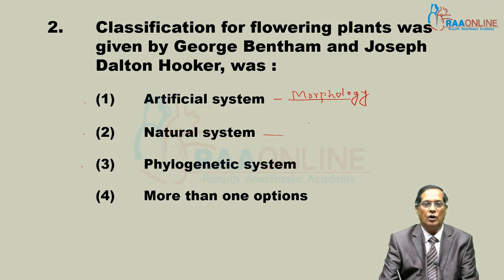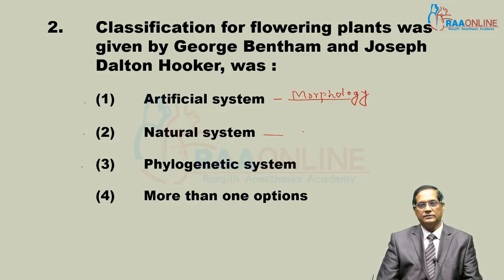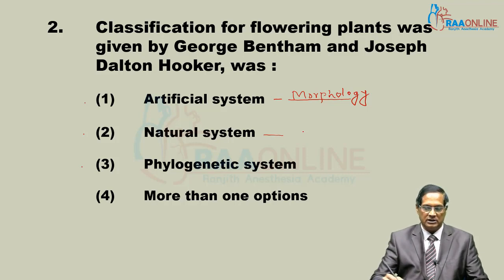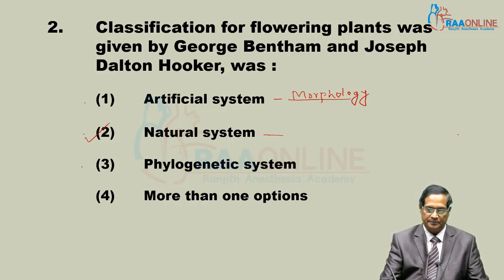In the natural system, all biological affinities, all biological characters are considered for the classification of organisms. That is cytology, histology, anatomy, physiology, biochemistry, developmental embryology, all are the criteria for the natural system of classification.